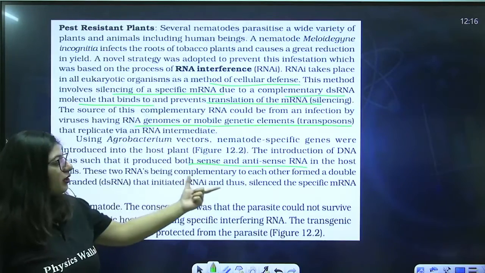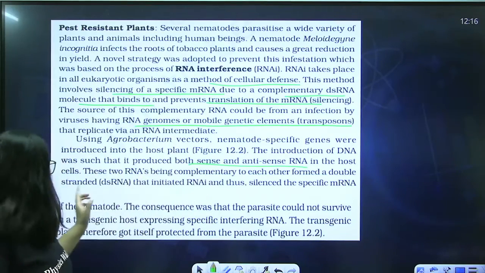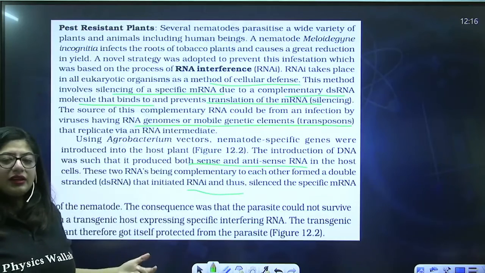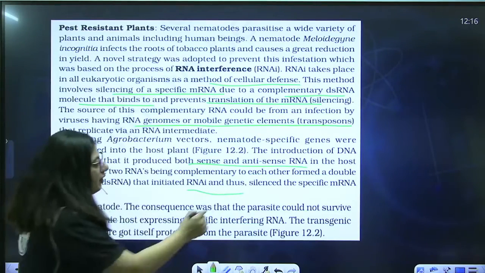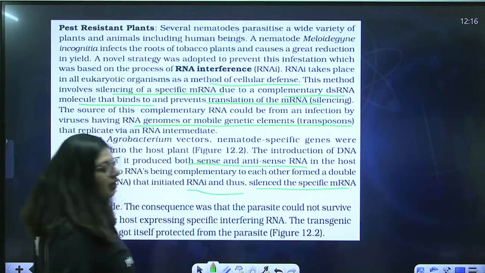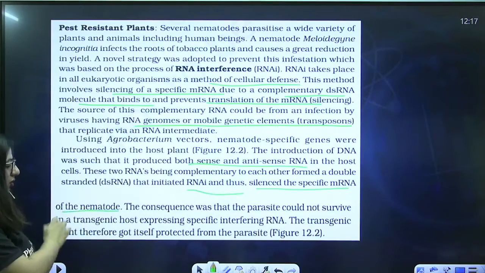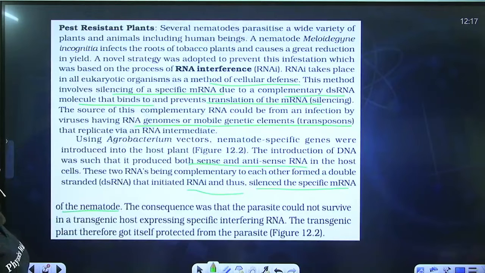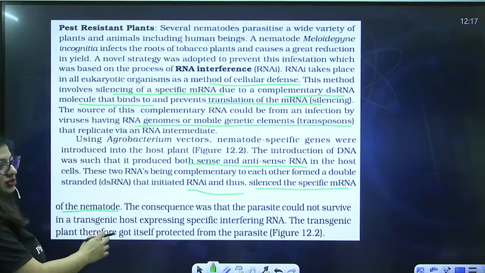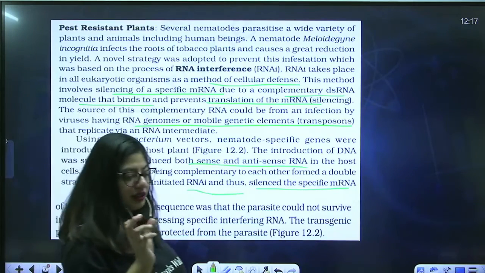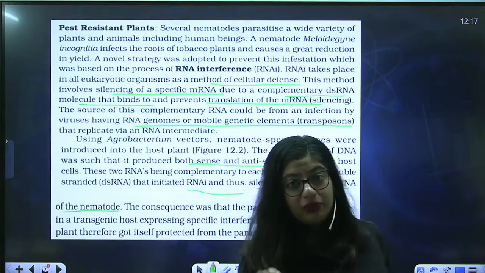These two RNA being complementary, now they will become double-stranded RNA and then it will initiate the RNAi. Once RNAi is initiated, RISC is activated and then that RISC will silence the specific mRNA of what? Nematode. The consequence was that the parasite could not survive in a transgenic host expressing specific interfering RNA. So as a result, the nematode will not be able to survive in the plant.